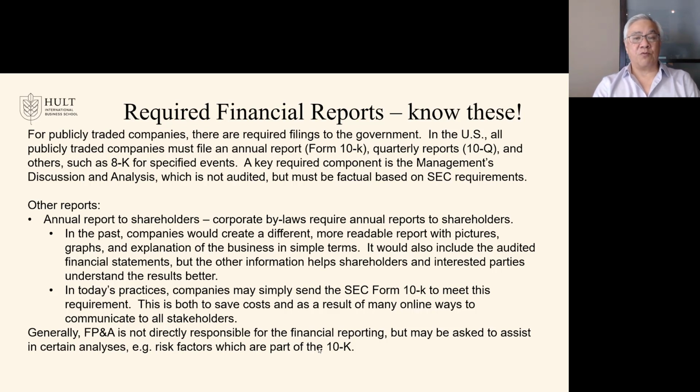So other reports that are issued, one is called the annual report. Wait a minute, we just said 10K was the annual report. Well, there is a difference. The 10K is the annual report that goes to the SEC, and that's required, and it's in an exact format, down to the item numbers in the order that's prescribed by the SEC.